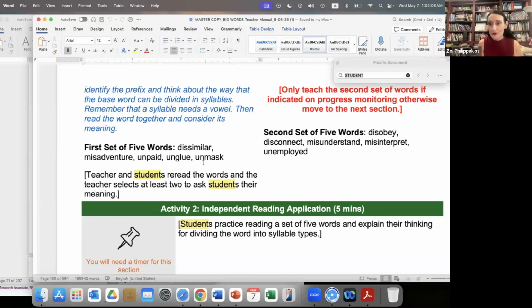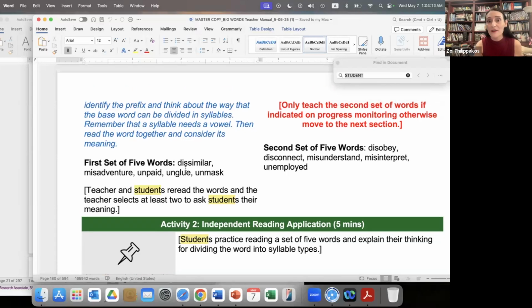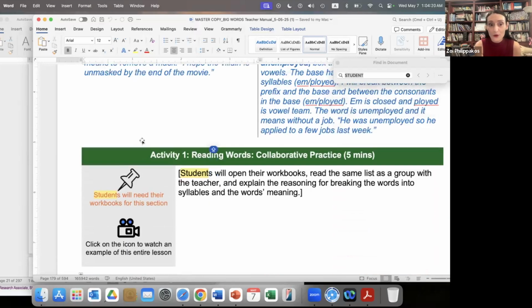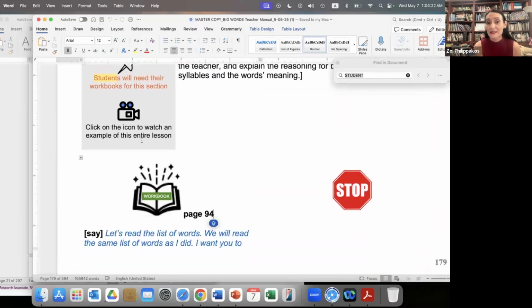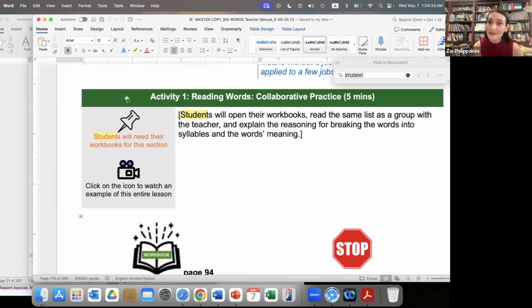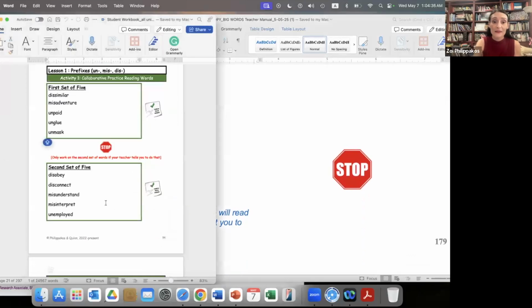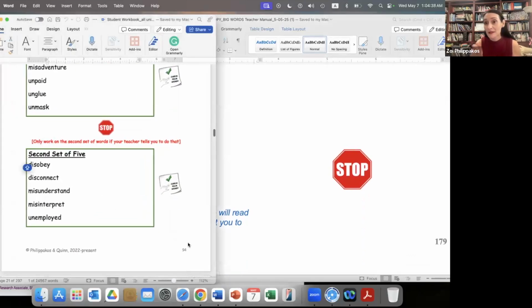In other words, the words that are in the teacher manual will be matching the student's manual, but then we have provided you with a page so you can guide the students to move into the workbook on page 94. And when you're working on these activities, we have this icon that tells you that the students need their workbook for this section. So you know to tell the students to look in their workbook and also to tell them what page to look for. And the pages for the students are at the very bottom of their book.